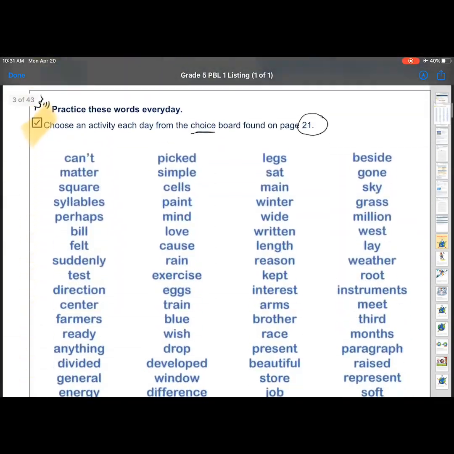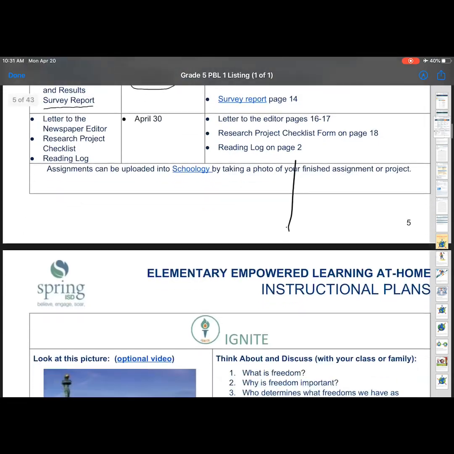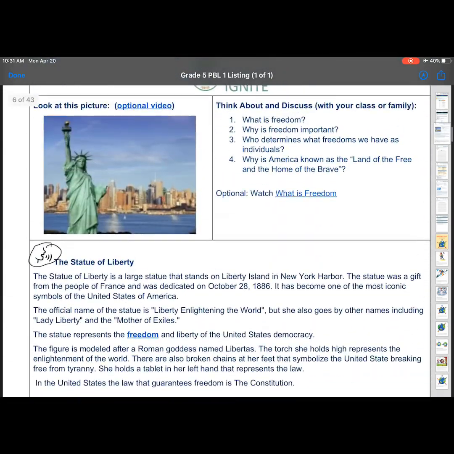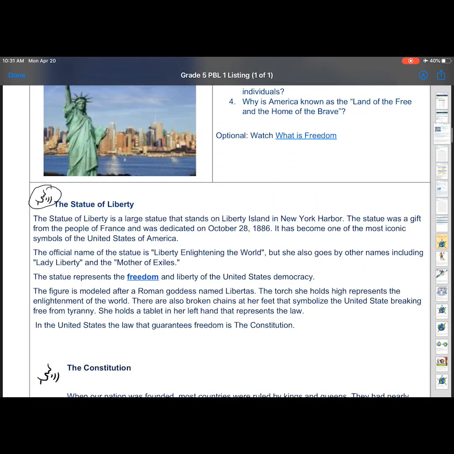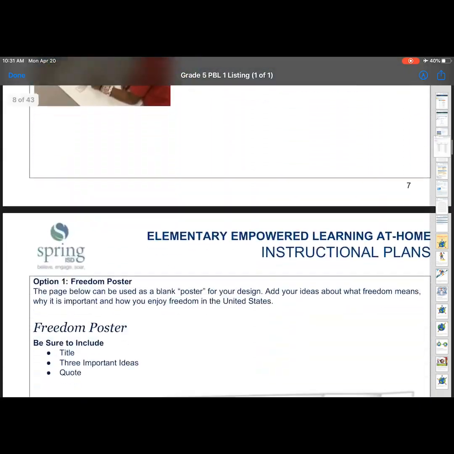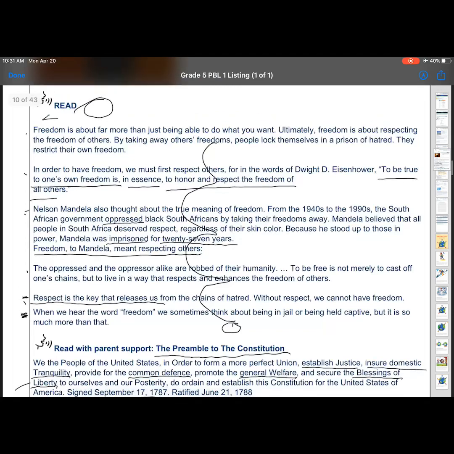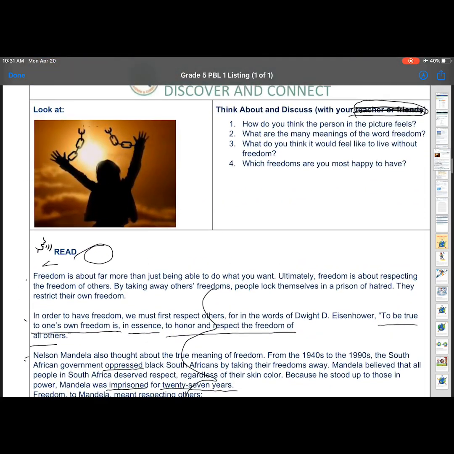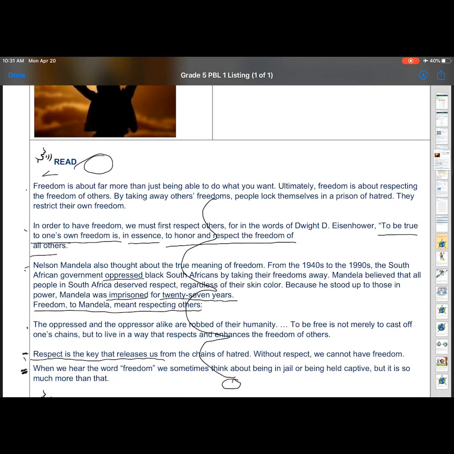Okay. A written report may look like this. Remember this passage we read? No, that's not it. I'm sorry. Let me see, where is it? Okay. The report might look like this. It might say freedom is about far more than just being able to do what you want.